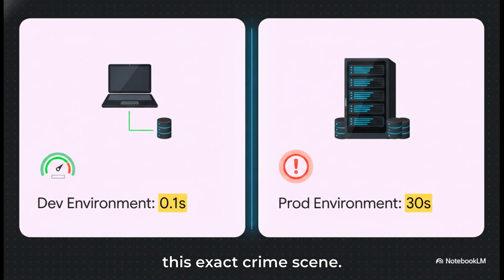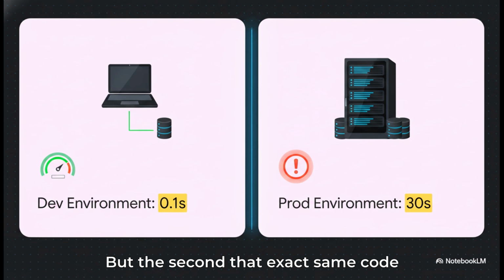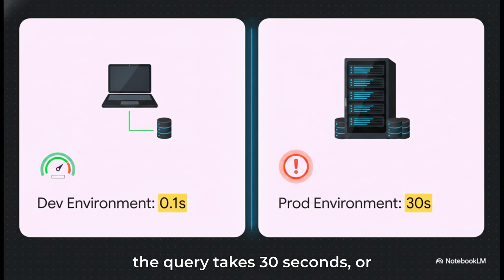We've all been at this exact crime scene. You write a query, you test it locally, and it runs almost instantly, like 0.1 seconds. Feels great, right? But the second that exact same code gets pushed to production, the query takes 30 seconds, or worse, completely times out. The difference, of course, is scale. Your dev database might have a few hundred rows, while production is housing millions. And when data scales, missing optimizations don't just slow things down, they break the system entirely.